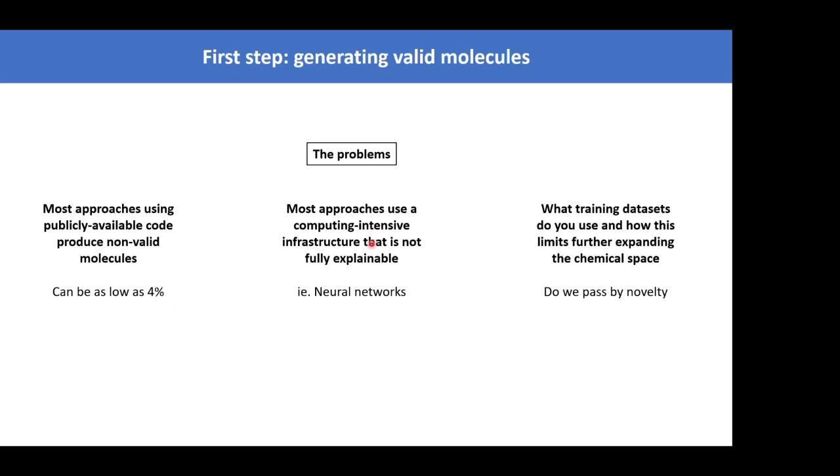Problem number 2 is that most algorithms available out there use neural networks. And these can be very computationally intensive and slow down the process. So if we were to use, let's say, such an infrastructure before doing the docking and decision-making, the process would take either extremely long or would require very powerful computational presence.